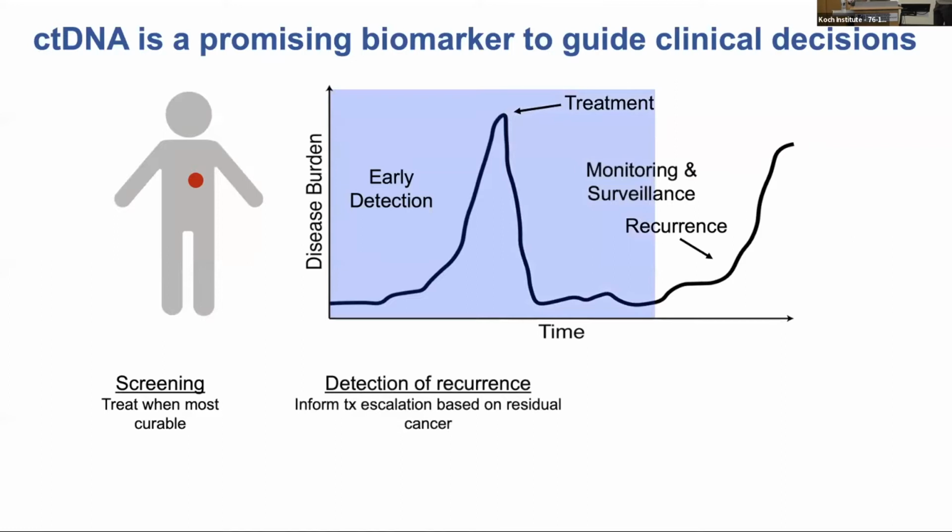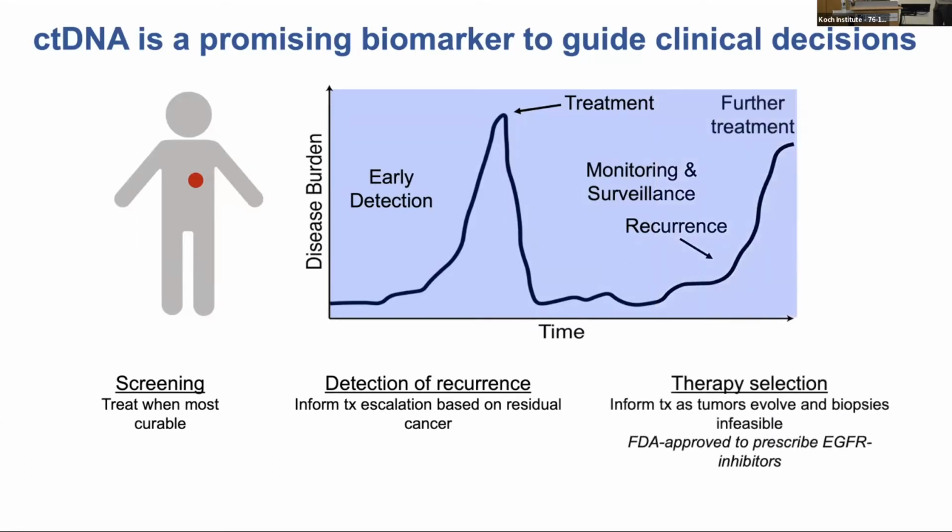It's also being investigated to detect recurrence after curative intent, and to inform treatment escalation for patients with minimal residual disease. And finally, also in the setting of advanced cancers, when we're trying to inform therapy and tumors evolve and tissue biopsies become infeasible in the setting of metastatic spread, it can also be helpful. And it is precisely in this setting of advanced cancer that ctDNA has had the most success, with the first FDA approvals being granted in 2016 for EGFR inhibitor prescriptions.